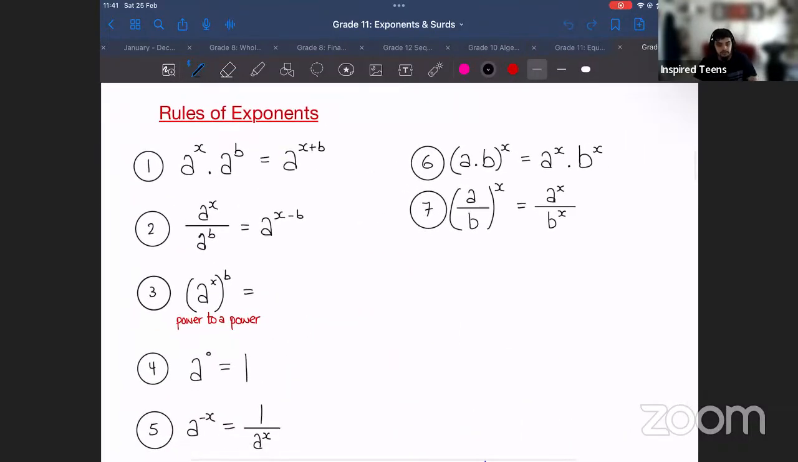Rules of exponents. The first one we're going to go through is where, obviously here, it's expressed as a, where a is any number. Basically it's saying if I have the same base and different exponents, same base. Why did I use x and b and not x and y?